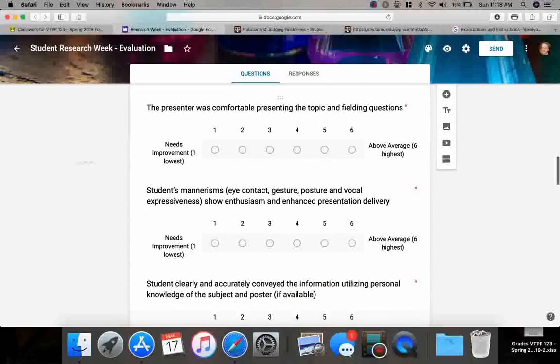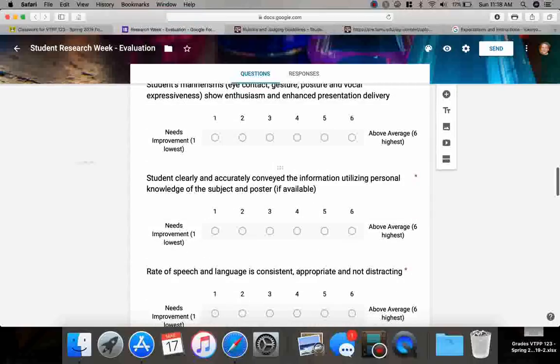The presenter was comfortable presenting the topic and fielding the questions. Everyone's going to have some level of nerves, okay? Keep that in mind. Student mannerisms, eye contact, gesture, posture, vocal expressiveness, show enthusiasm, and enhance presentation delivery. If they're mumbling the whole time and not making eye contact with you, it's not a good presentation. If they're making eye contact with you, if they're pointing out things on the poster, if they're speaking clearly, those are good things. Student clearly and accurately conveyed the information utilizing personal knowledge and subject matter of the poster. They didn't just read the poster. Okay? Think about that one when you do this one.